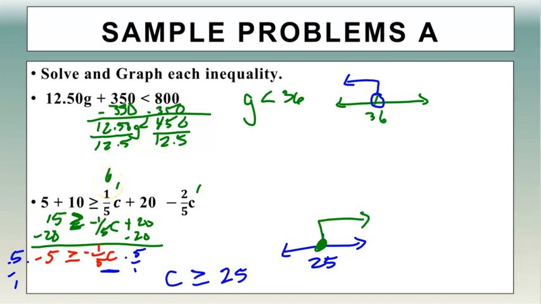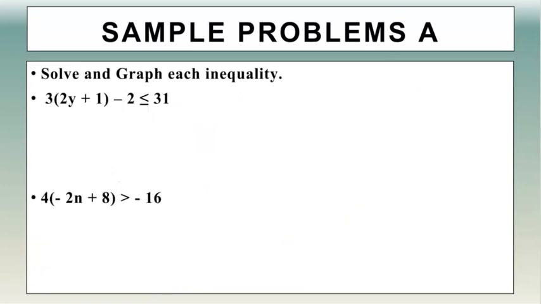Negative 2/5 times 30, that would give us negative 12. And I would have 6 plus 20 is 26. 26 minus 12 would give us 14. And 10 plus 5 is 15. 15 is greater than 14. So I know my answer is correct.